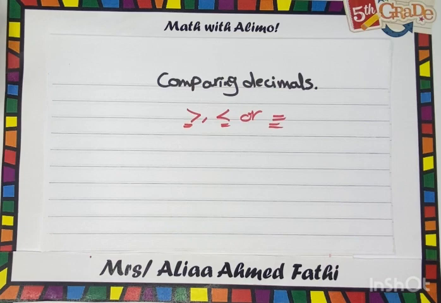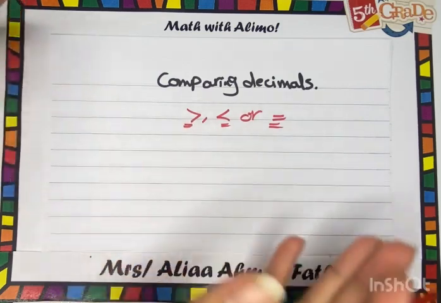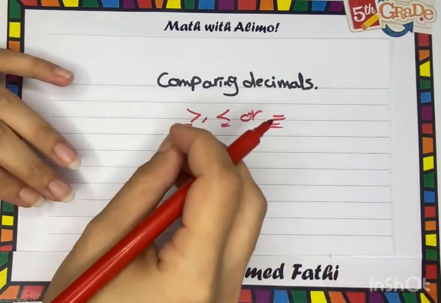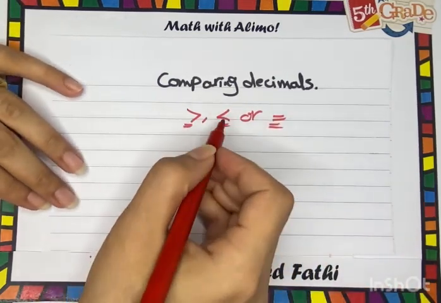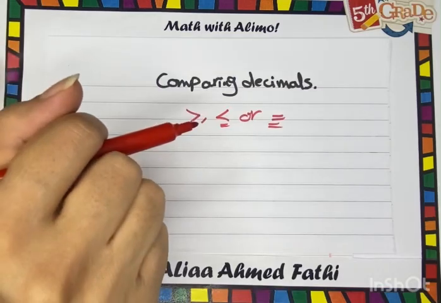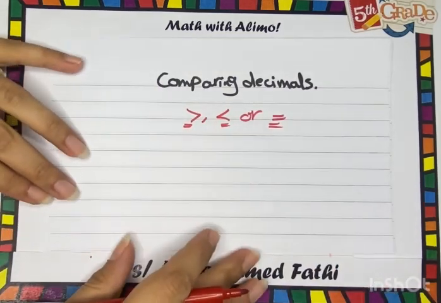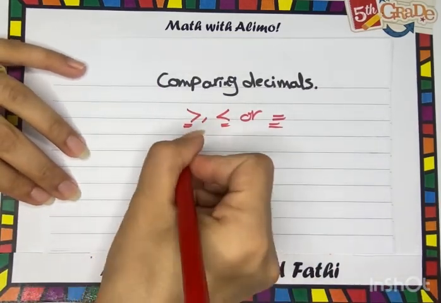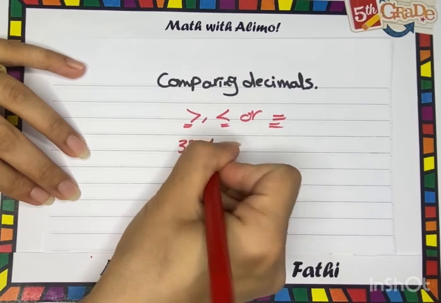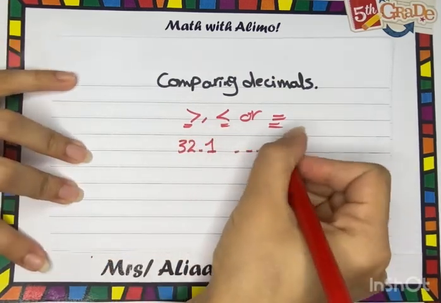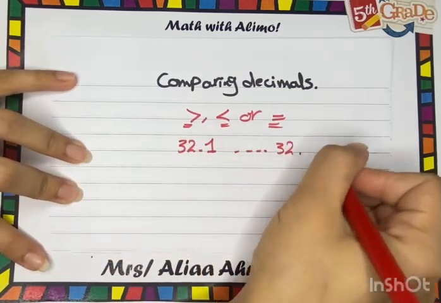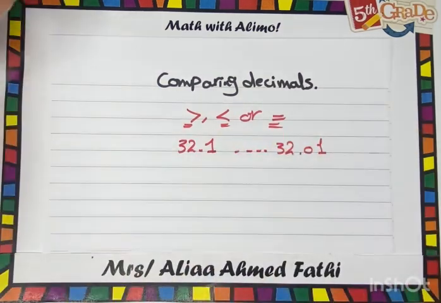Hello everyone, today we're gonna talk about comparing the decimals. And we know that to compare between any two decimals, we're gonna use one of these signs: greater than, smaller than, or equal. For example, if we have 32.1 or 32.01.